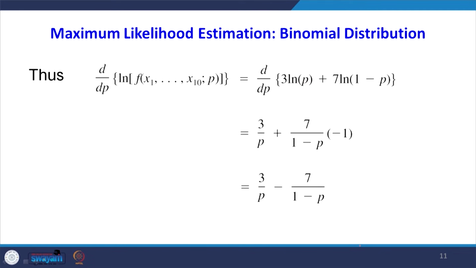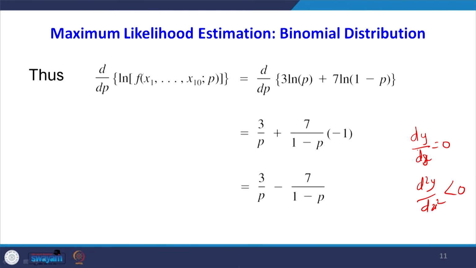We know that in school you might have studied maxima and minima. To find the maximum value, we say dy by dx equal to 0, then d square y by dx square will be less than 0, meaning that point will become the maximum. So, this equation is a function of p, and we are going to differentiate that log function with respect to p.